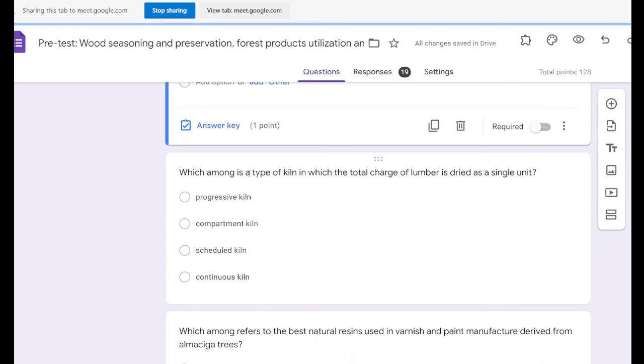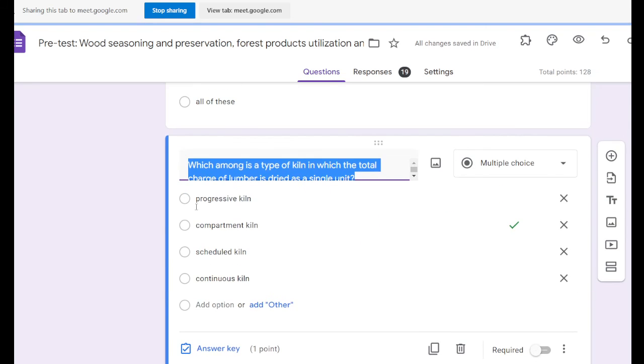Which among is a type of kiln dryer? Which among is a type of kiln in which the total charge of lumber is dried as a single unit? That is a compartment kiln. The total charge of lumber is dried as a single unit.